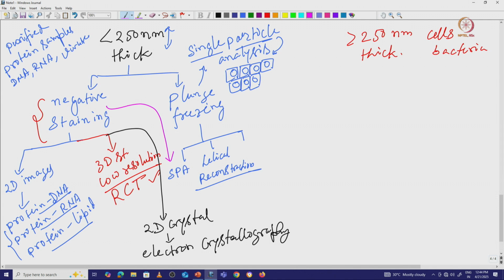What about the next one, when you have a thick sample, how will we deal with it? Let us take a look at a thick sample. Thick samples we can split into two halves, mostly high pressure freezing.